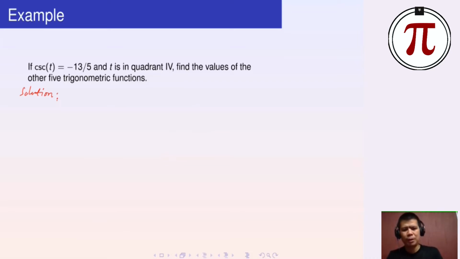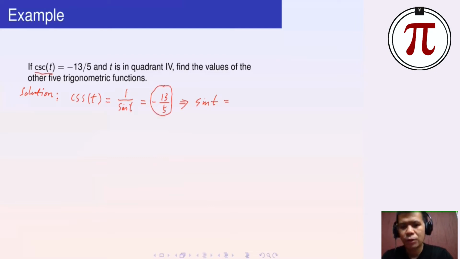I believe we can use many methods to find this one. One of them is to realize that cosecant t is 1 over sine of t, so this equals negative 13 over 5. This implies that sine t is going to be the reciprocal of this, so it is negative 5 over 13. Sine t is already found.